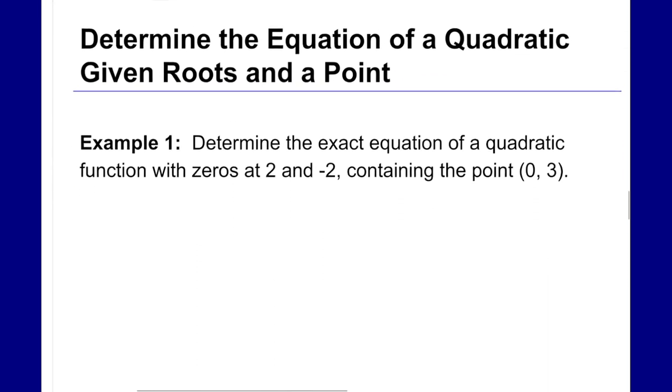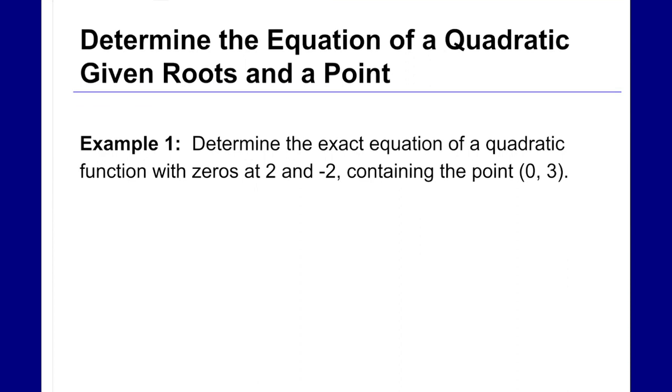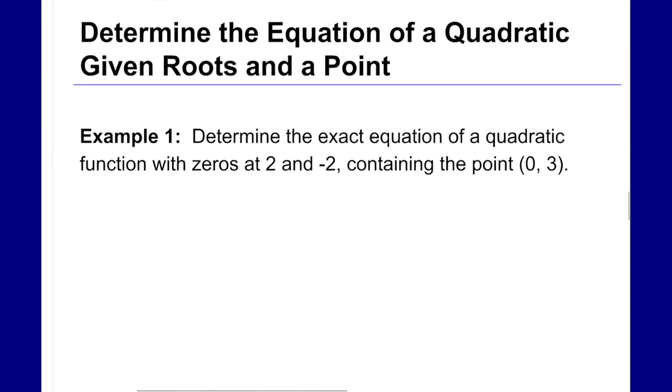Determine the exact equation of a quadratic function with zeros at 2 and negative 2 containing the point 0, 3. Because we know our zeros of 2 and negative 2, that's going to go into our equation: y equals a times x minus 2 times x plus 2. That just comes right from our factored form, kind of working backwards.